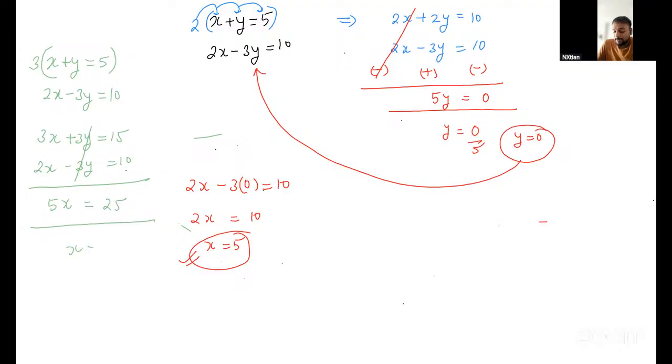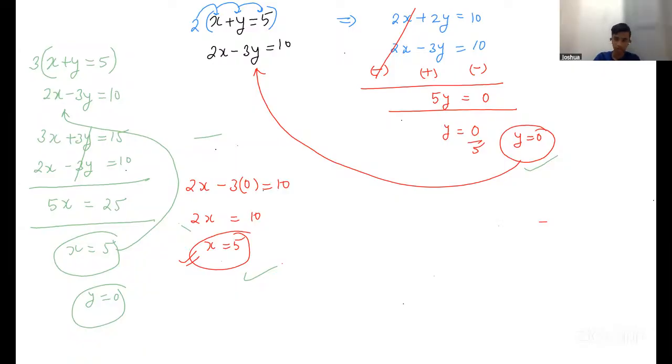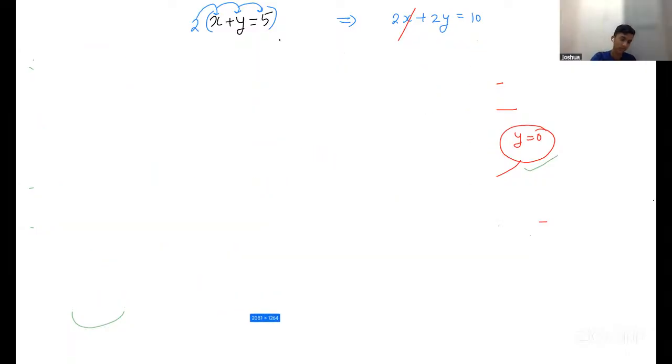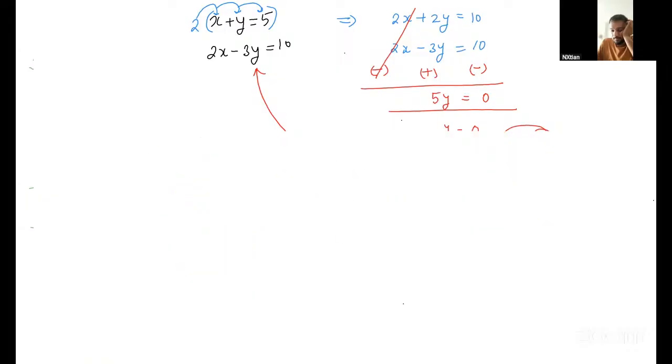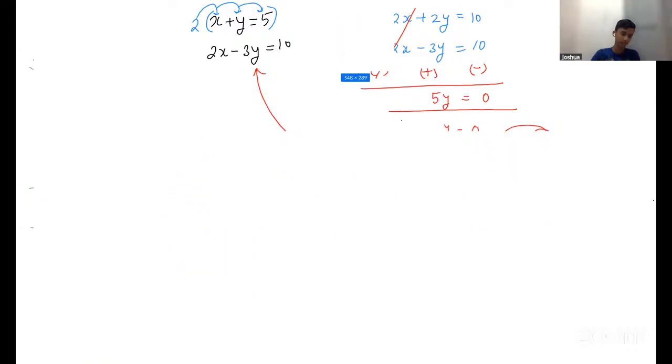I am getting x as 5, and when I put the value of x into it, I will get y as 0, same as before. Okay. Did you understand? This is called the elimination method. Yes or no? Any problem in that? Understood. Understood? Yeah. So can you go back?